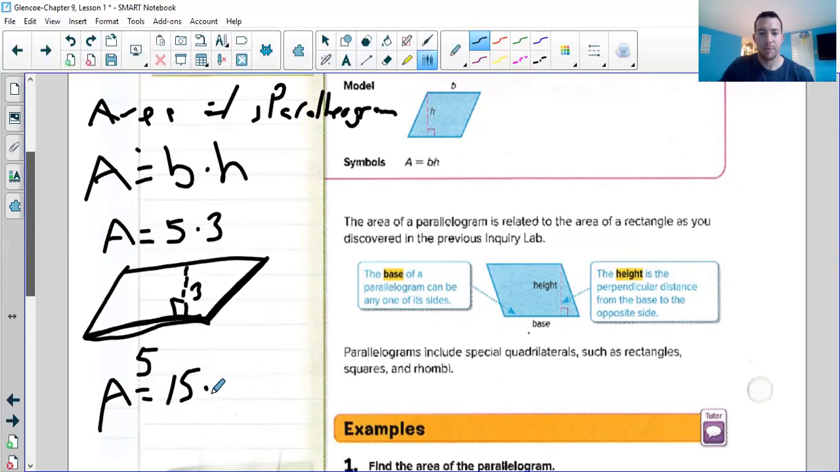And our label is going to be units squared. When you're talking area, you're always something squared. So I don't have inches or centimeters, so I'm just saying units. If it was inches, you would say inches squared. But the key is I have my formula, I plug in my base and my height, and then I do the multiplying. Now let's look at this first example they give us.